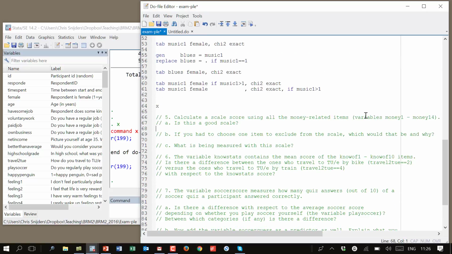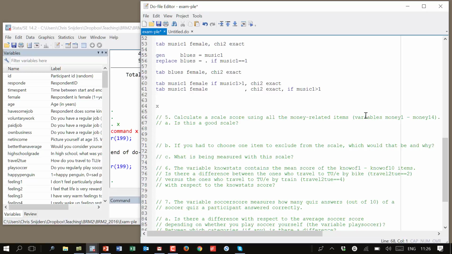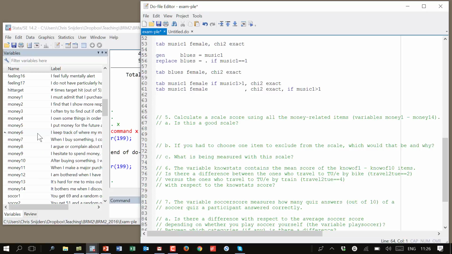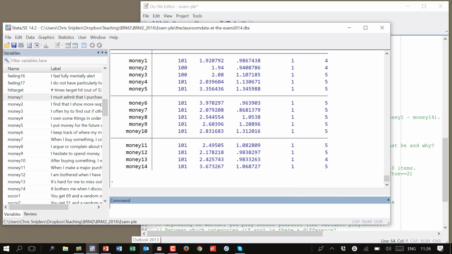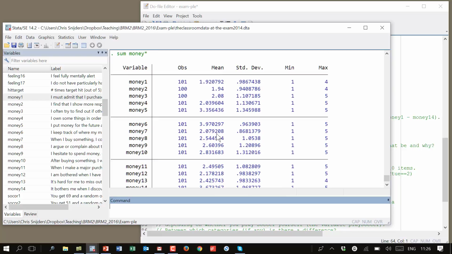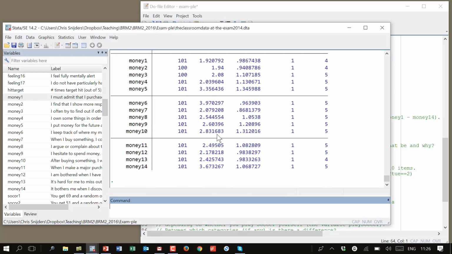Okay, calculate a scale score using all the money-related items, the variables money1 through money14. Is this a good scale? Let's first see what we have. Okay, must have been a 5-point scale. Normally you would check your data just to make sure that you have 1, 2, 3, 4, 5, and only those for each and every one of these separate items.